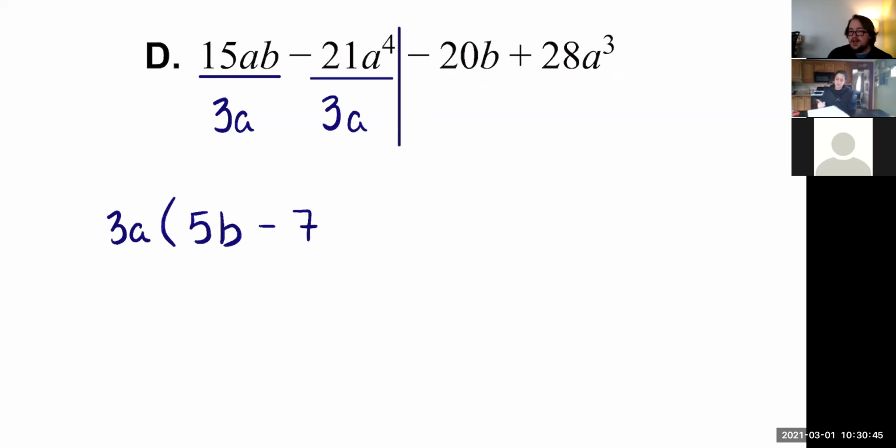A to the fourth divided by a, a to the third, will give me an a to the third. We're only taking one of them away. So that factors the first half. Then I transition over here to the second half. Starting with the coefficients, negative 20 and 28. 2. 2 would work. It's a common factor. It's just not the greatest.